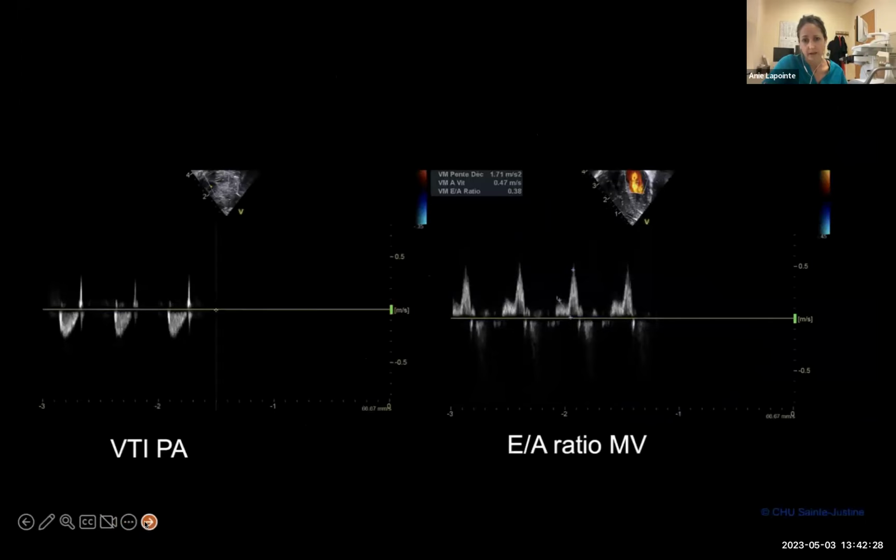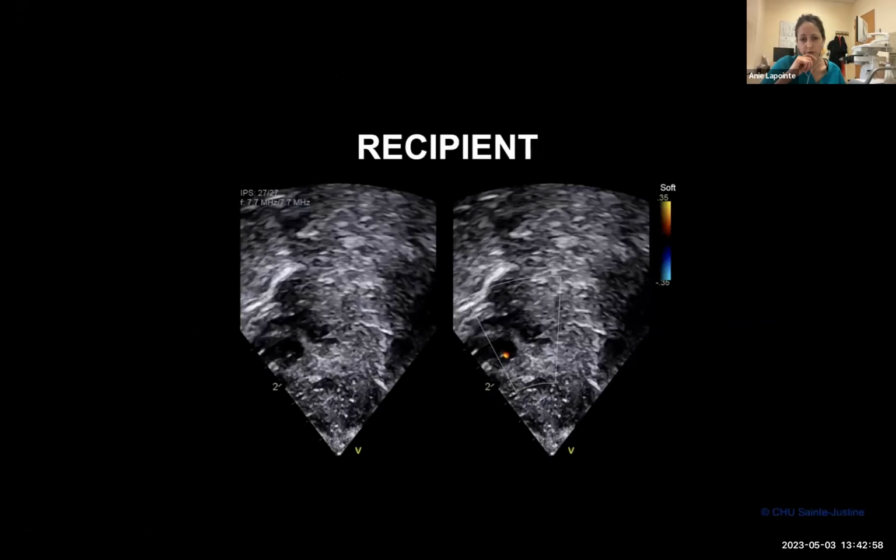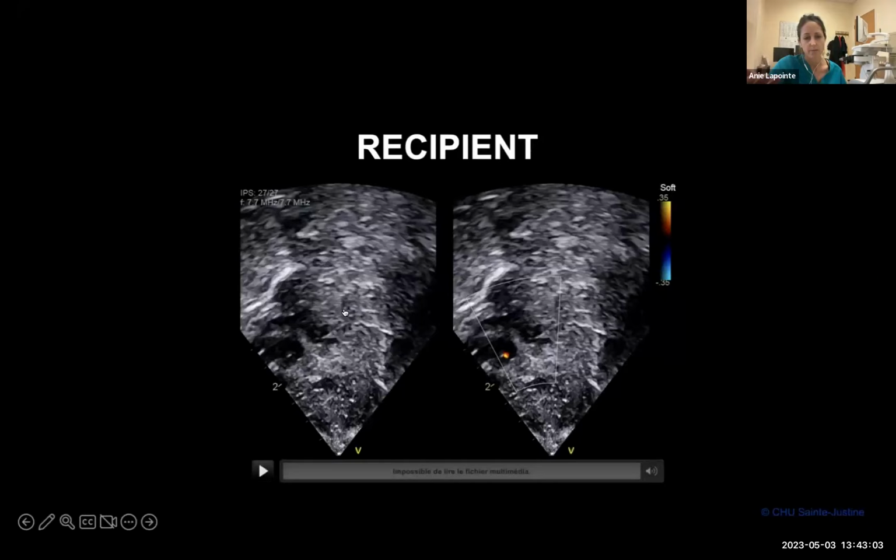The VTI done in the main pulmonary artery was decreased, meaning that less anterograde flow was present. E/A ratio of the mitral valve was decreased. And from the subcostal view, we were able to see both ventricular hypertrophy. It was mainly the right ventricle more than the left ventricle, but it was present for both.